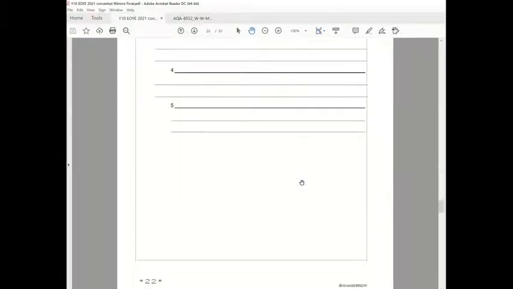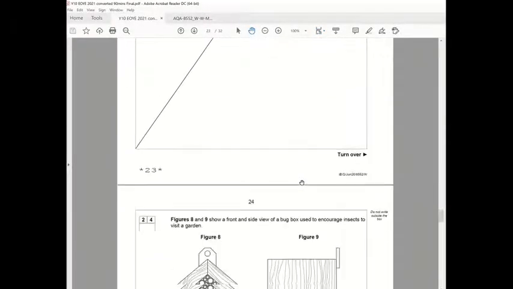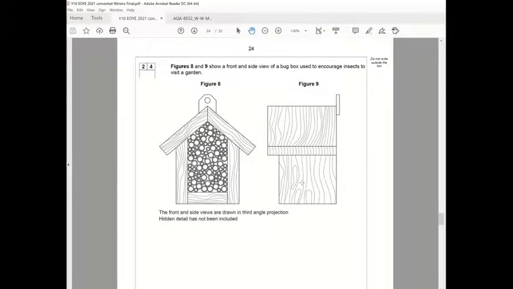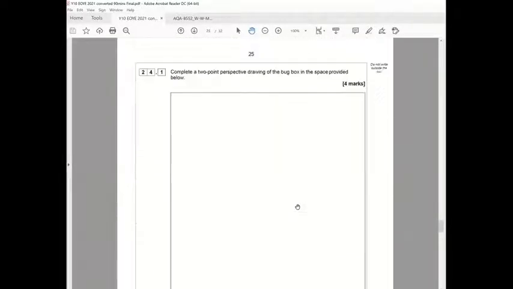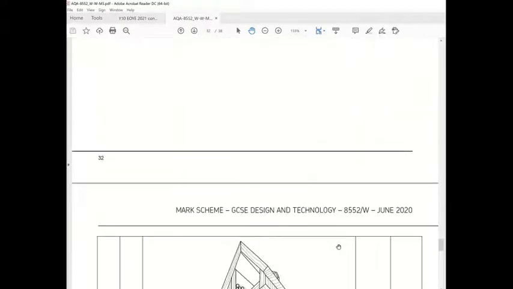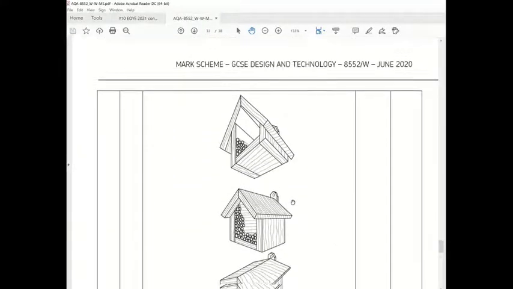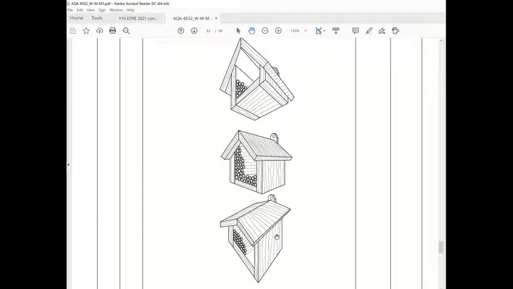So last 2 questions, not long to go now. I can't really show you this, can I? It certainly had some mixed responses. Just remember, 2-point perspective has 2 points, and you start by doing that common line in the middle and you project up to it. We can see some of the responses on this. That's from looking from underneath. If you did something like that, you were going to get a lot of marks.